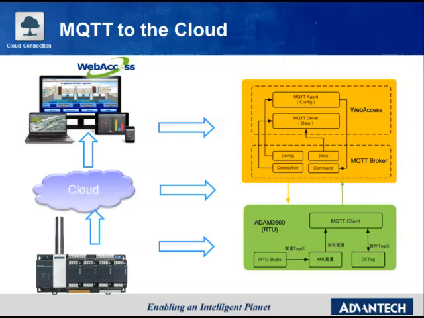In the MQTT system structure, there are three different roles: subscriber, publisher, and broker. ADAM3600 is an MQTT client, which could be the subscriber or publisher according to the IO settings in the project. With the MQTT broker's help, it could save data processing ability besides saving bandwidth.